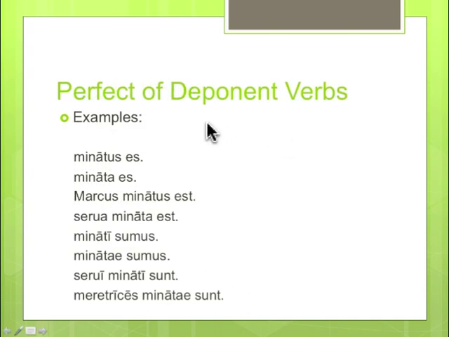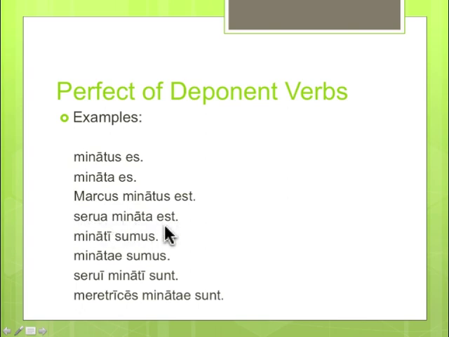Let's look at a few examples of deponent verbs just to finish up. Here's minatus es. This would mean you have threatened or you threatened if you were speaking to a man, because you'll note this masculine ending. If you were speaking to a woman, you would have to say minata es and use the feminine ending. Here we say Marcus minatus est. Marcus has threatened or Marcus threatened. And we use the us ending because Marcus is masculine. But if we were talking about a slave woman, we would have to say serva minata est.